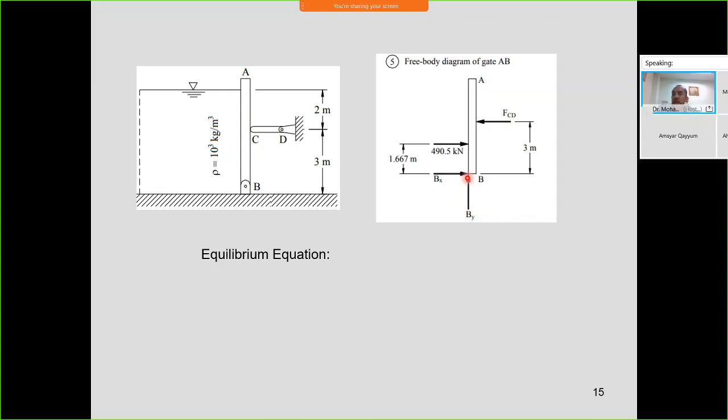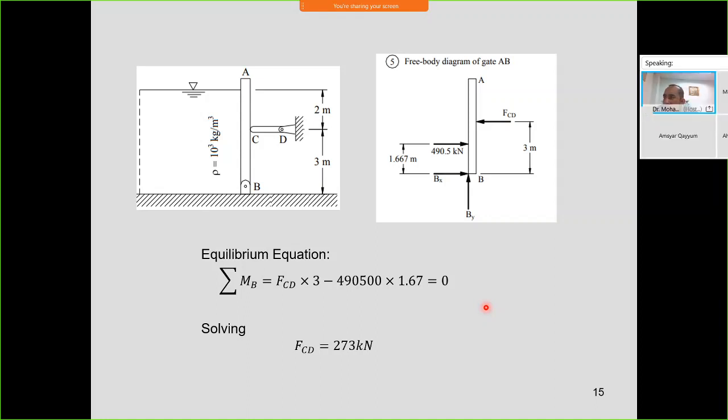So using the equilibrium equation, if we choose total moment from point B, moment at point B equal to half CD times 3. It is positive. You know the convention for the sign: anti-clockwise is positive, and clockwise is negative. So for moment, it is force times distance, FCD times 3. And for the hydrostatic force 490.5 kilonewton, it's going to give clockwise, so it is negative, 460,500 times 1.67. So by solving this equation, you got FCD equal to 273 kilonewton.